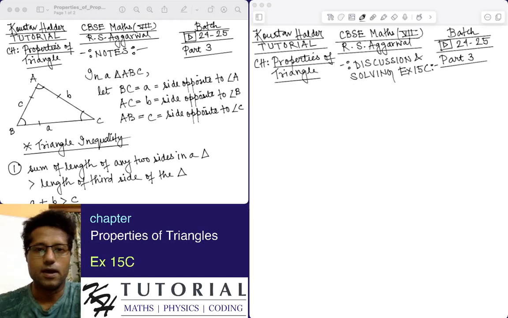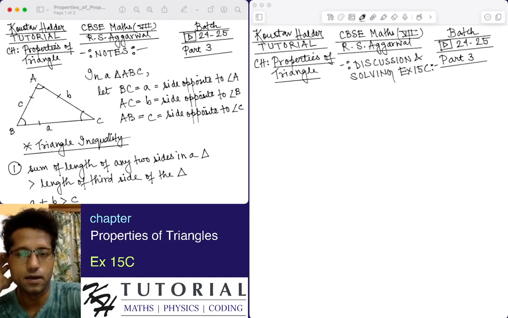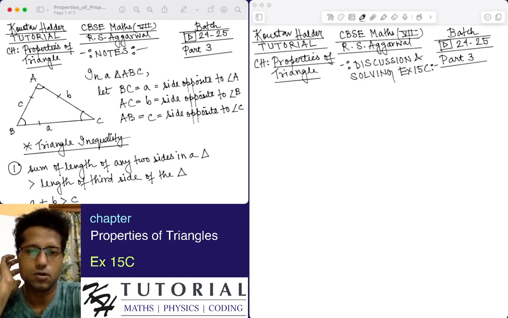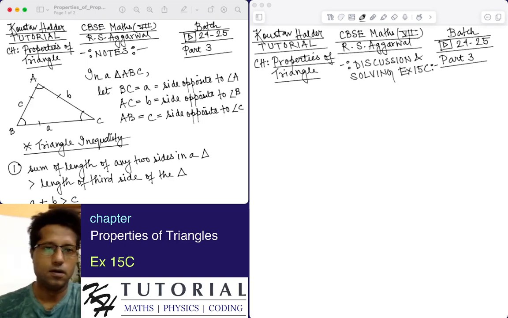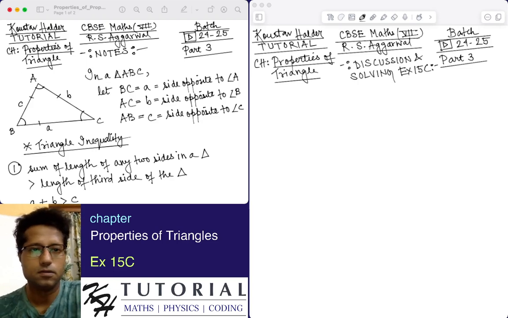Okay, so I have my rough notes prepared on the left hand side, and on the right hand side I will discuss the concepts and will solve the problems from exercise 15C. So this video is about the triangle inequality.